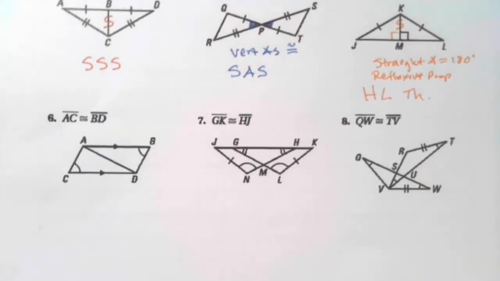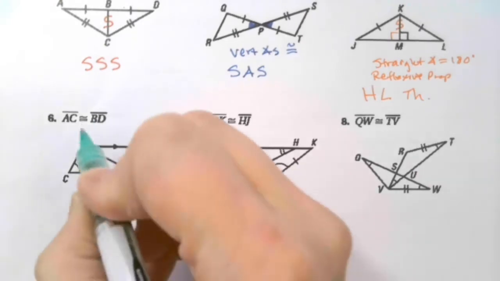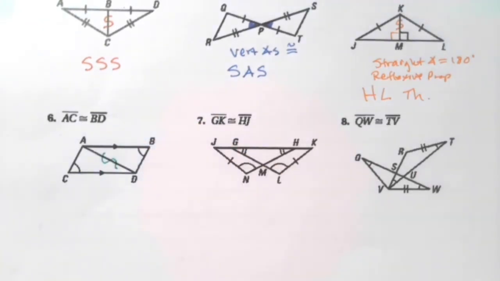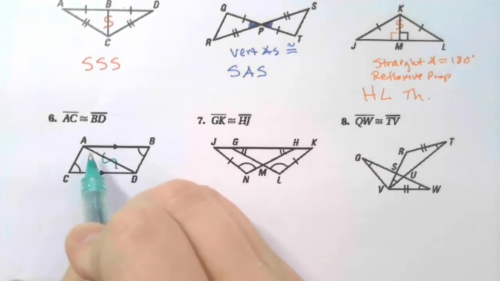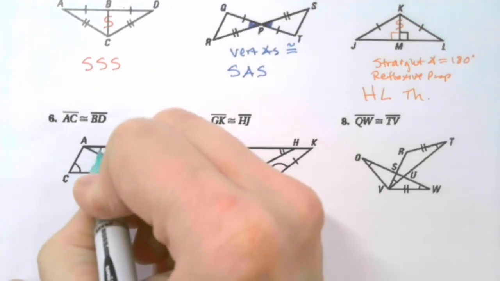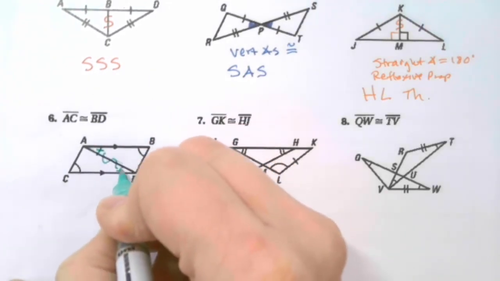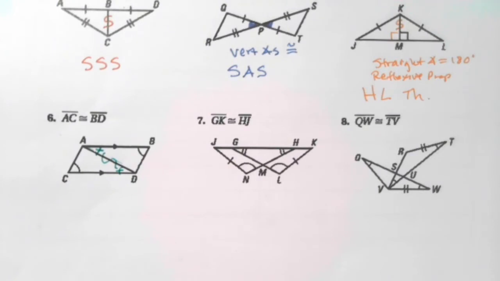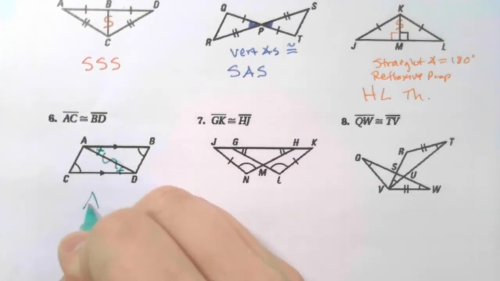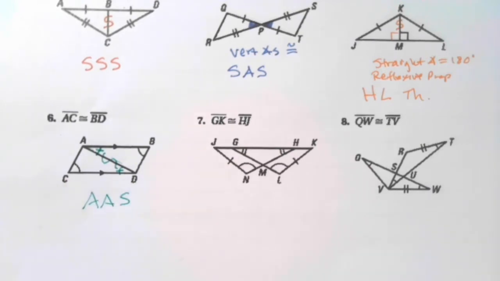Okay, let's get a little more complicated. Number 6. We're looking for congruency. Well, this triangle and this triangle both share AD, so that's reflexive property. And then let's see if these angles can give us something. I've got 2 parallel lines cut by a transversal. So alternate interior angles are congruent. So now I have an angle, and a non-included side. So yes, those are congruent. Angle, non-included side.